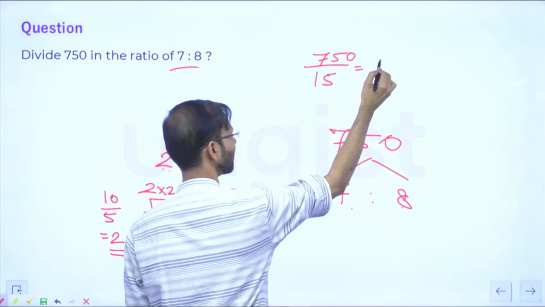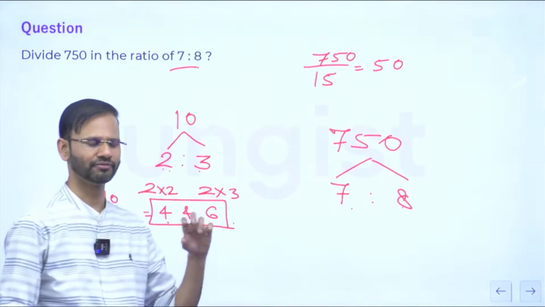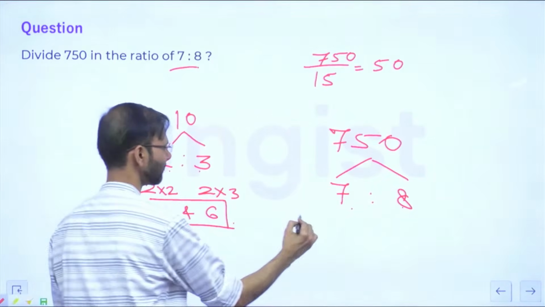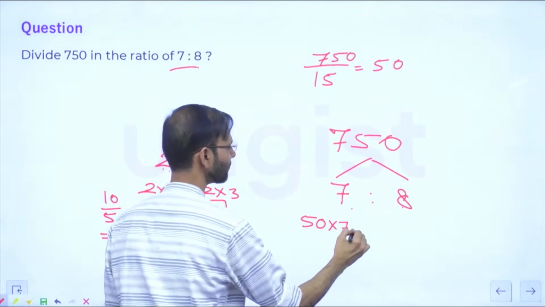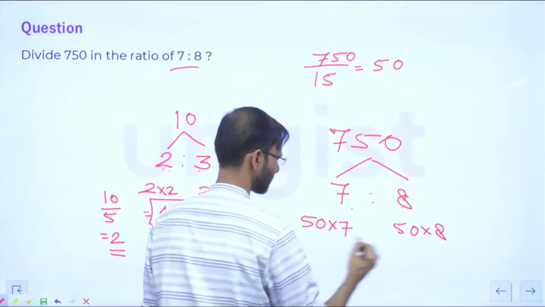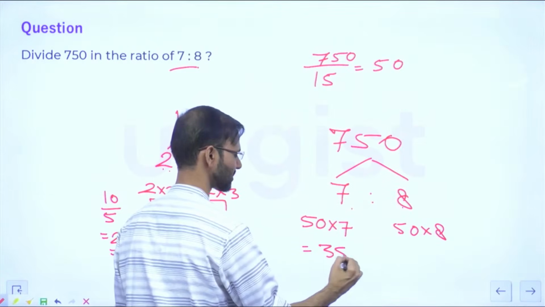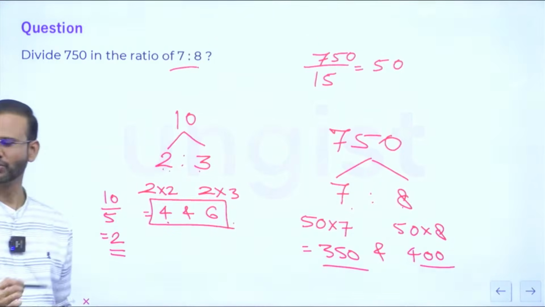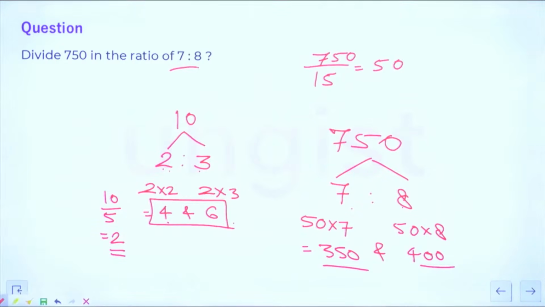750 divided by 15 is what? 50. 15 into 5 is 75, right? So this will be 50, correct? So this is 50 into 7 and 50 into 8. Guys, any doubt? So 5 into 7 is 35, so this is 350 and this is 400. Guys, is it fine now? Okay. So the correct answer is 350 and 400. Shreya Jain has already answered this question. Okay. All right. Everyone fine now? Done? Guys, good? All right.